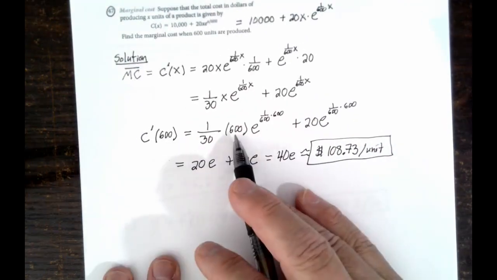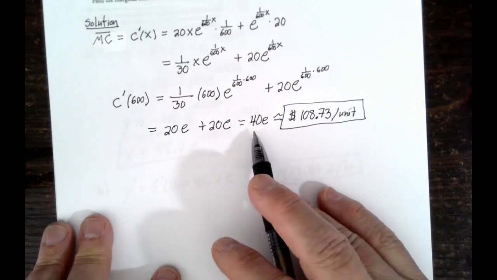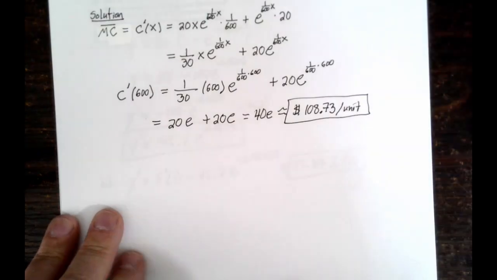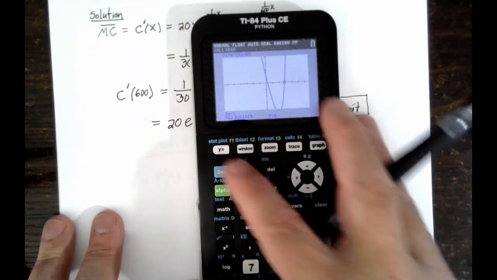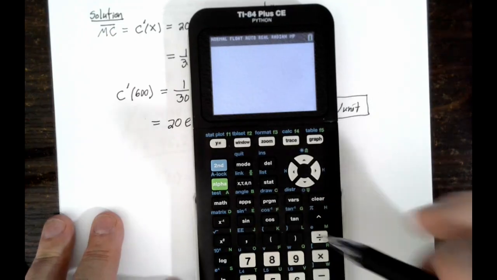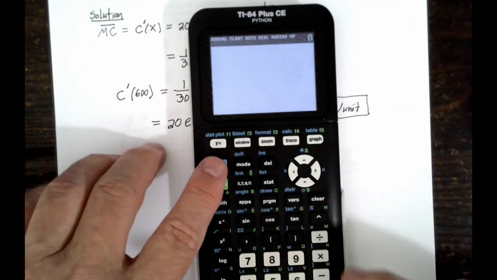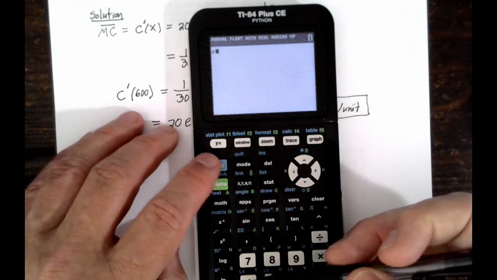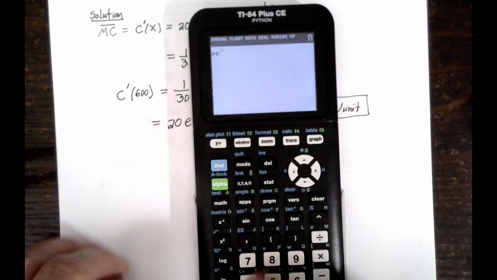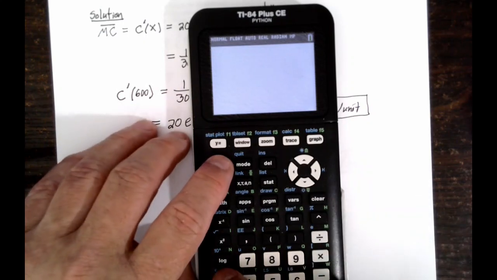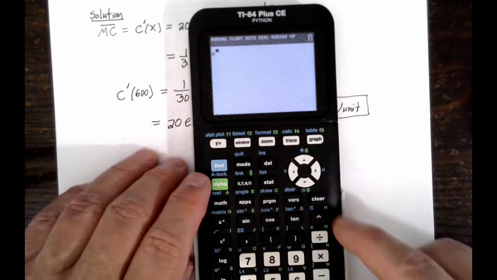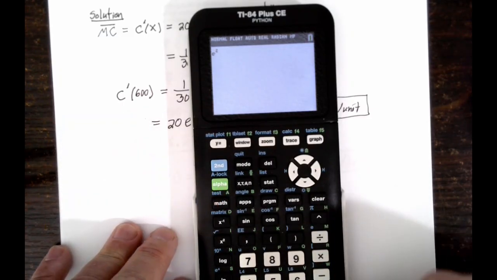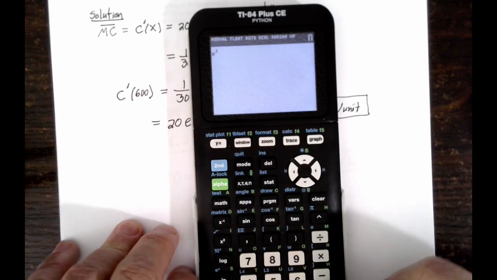So now when you plug in 600 into this and simplify it, you get 40e, which is approximately $108.73 per unit. Now remember, if you want to find e, your e is found right here with the divide key. You hit second divide, and that gives you the e key. You can also use e by hitting second ln. Second ln gives you the e key. If you have an exponent you're going to use with it, that's a good one to use. I just use second divide, and then if I have an exponent, I just hit the hat key and follow it with the exponent.